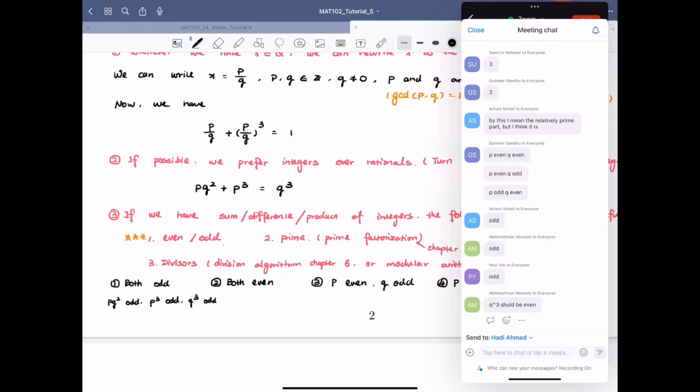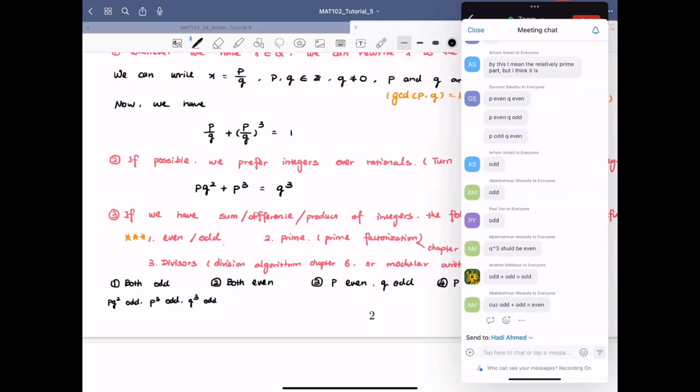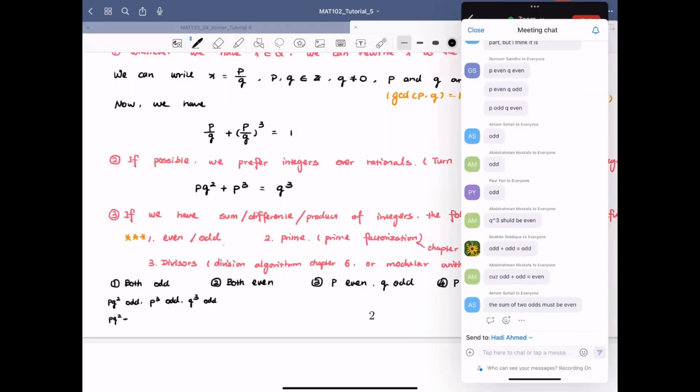Why should it be even? You are correct, but why? That's correct, okay? Because PQ squared plus P squared will be odd plus odd. Odd plus odd should be even, but they don't match. This is odd. This should be even. That's a contradiction. Okay. Sorry. Your proof should definitely have more than this. I'll give you 4 solutions so you can have a look. But you definitely should have more than this. But this is a key idea. Okay, so you can do the rest yourself.